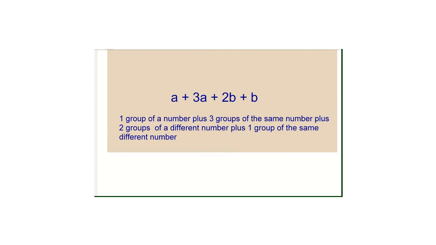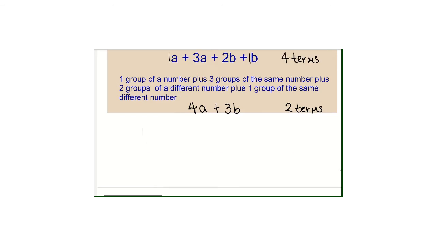So let's go down to our next example. So this algebraic expression has 4 terms. And we're going to simplify it by adding like terms. First, let's make sure you can read this and think about what it means. So a plus 3a actually means 1 of a number plus 3 of a number. And then plus 2b plus b means 2 of a different number plus 1 of that same different number. So go ahead and simplify this. You should get 4a plus 3b. Notice we went from 4 terms down to 2 terms when we simplified this algebraic expression by combining like terms or adding like terms.